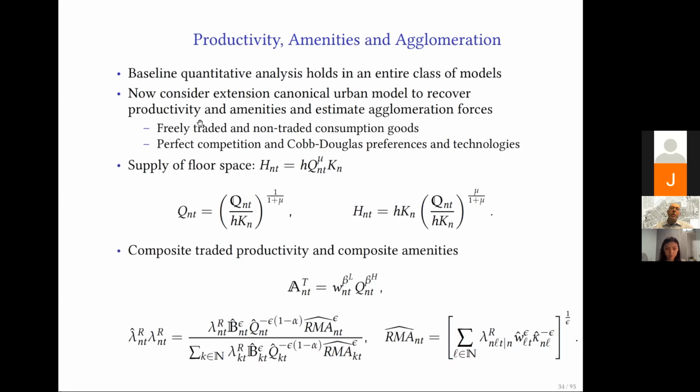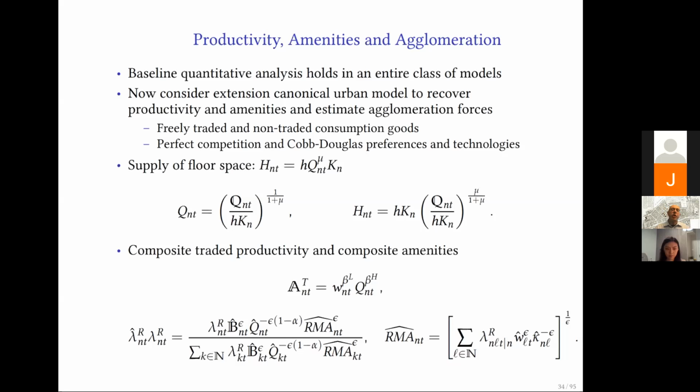So for example, we have to assume that workers' goods consumption now consists of just two goods: a freely traded consumption good, which can be traded freely within Greater London, and there may be trade costs with the rest of the economy, but there are no trade costs within Greater London. And then there's a good that's entirely non-traded, so services that can only be locally traded. And those two goods are produced using labor and floor space according to what's called a constant returns to scale technology. What does that mean? It means if you double the amount of labor and floor space you use, you double the amount of output you generate. And so that's the extra structure we need to recover productivity and amenities.